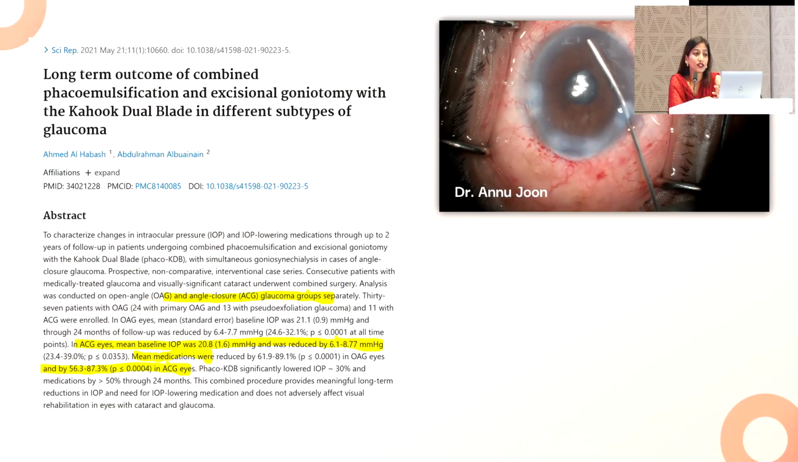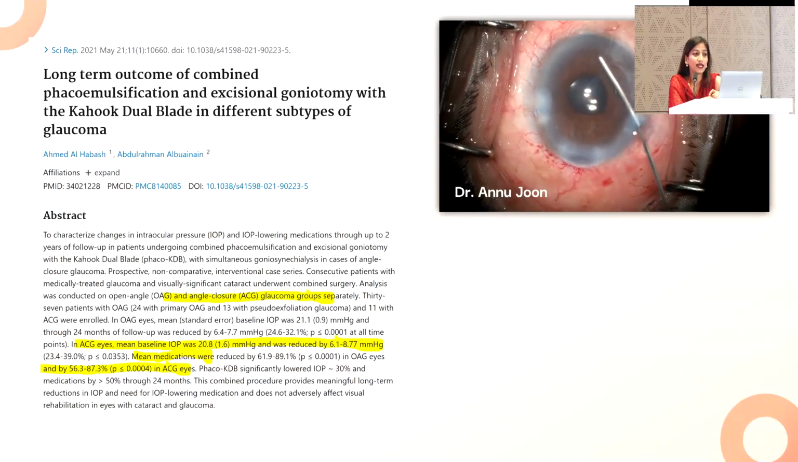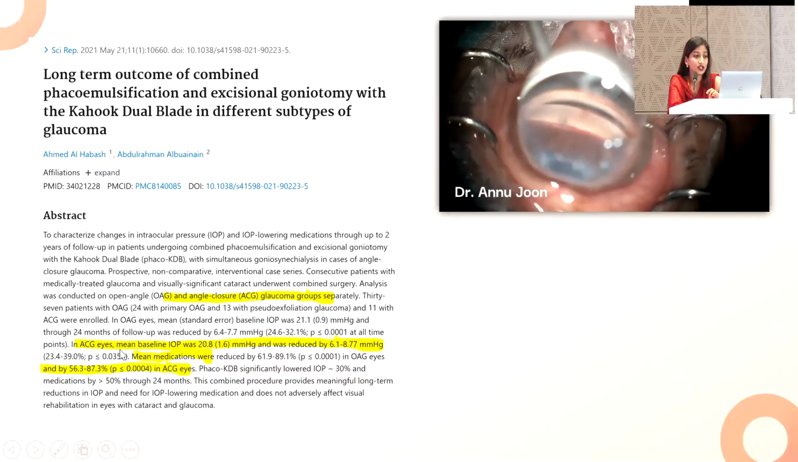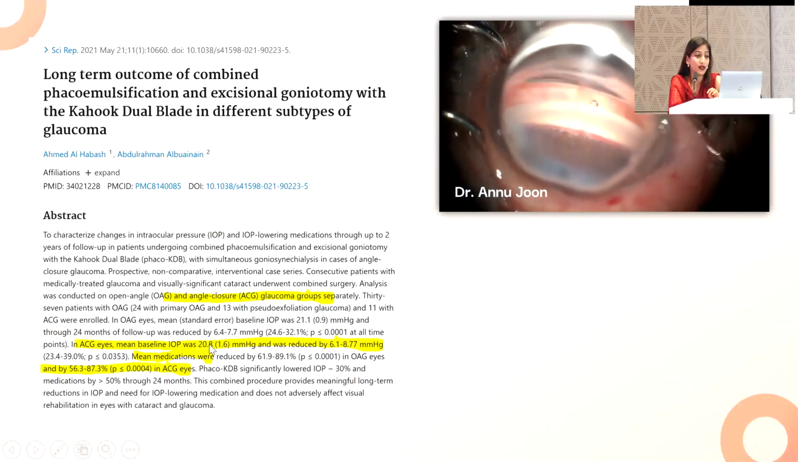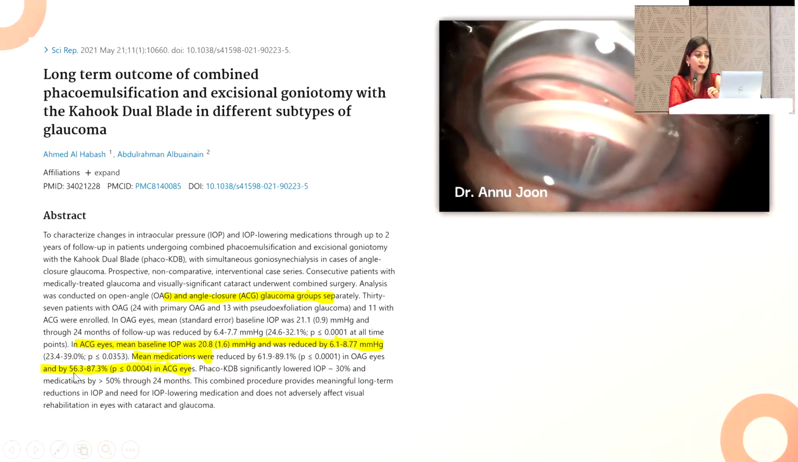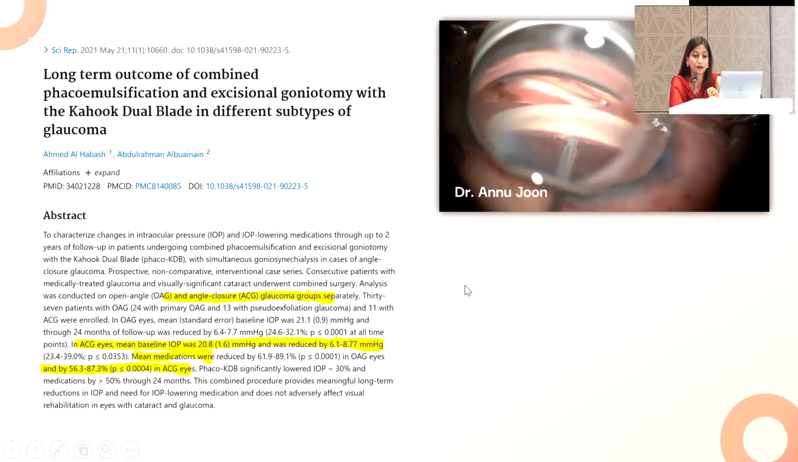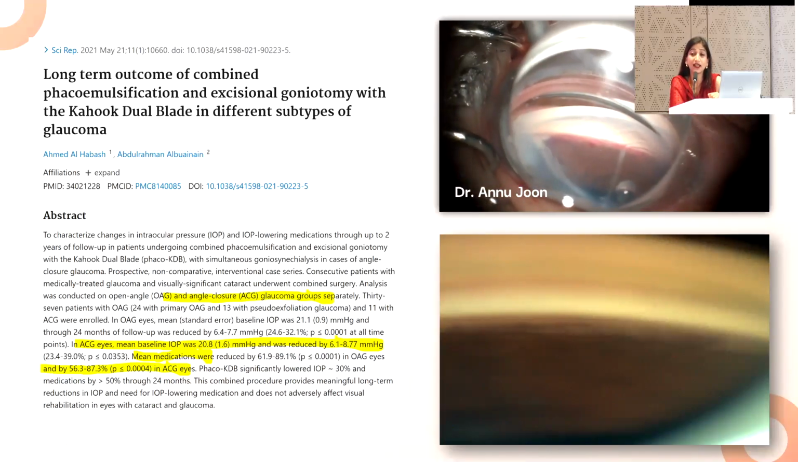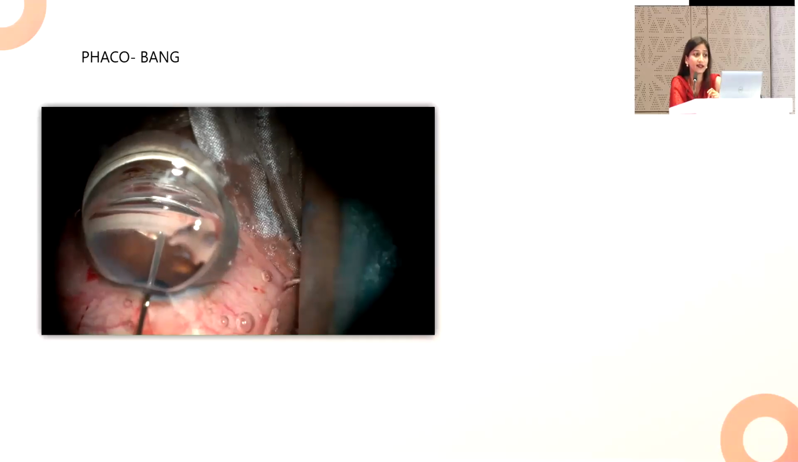Studies have compared long-term outcomes of combined phaco with KDB in different subtypes of glaucoma, and they found that in ACG eyes, mean baseline IOP had decreased by 23% and the number of medications by 56 to 87%. And this is how an angle after a KDB looks sometimes. Even in ACGs, the angles open up really nicely.